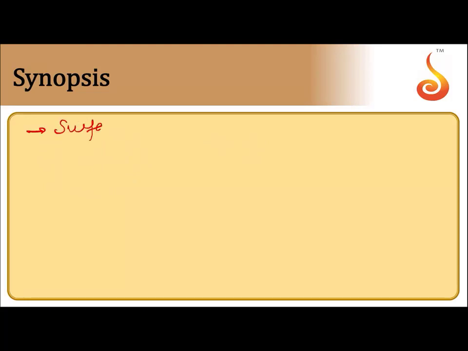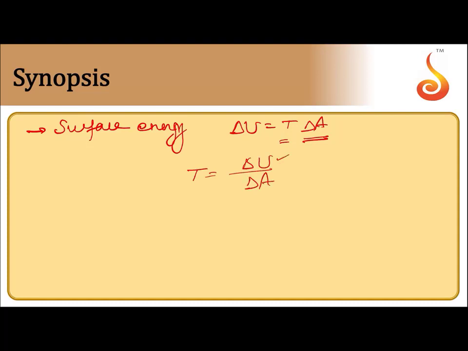As I was telling, the work done gets converted in the form of energy, and this is what is known as internal energy or the surface energy. Surface energy increases by a value T into delta A, where T is the surface tension and delta A is the increase in area. So, in fact, we can write surface tension as increase in its internal energy or surface energy divided by increase in its area. This is the work done to do so.